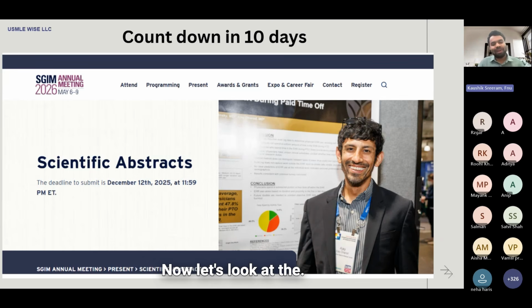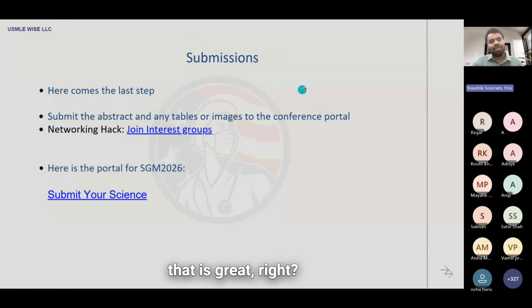Okay, now let's look at the countdown, right? You have around 10 days for the SGIM conference, and this one is around 12 days. They ask you to submit your abstracts, and they could be in different stages. And if you can attend, that is great. So let me tell you what they care about and what is typically accepted as an abstract. Initially, we discussed that an abstract is not a fully executed project with all data collection done. That is not the only goal of an abstract, it's also to get input and feedback, right?